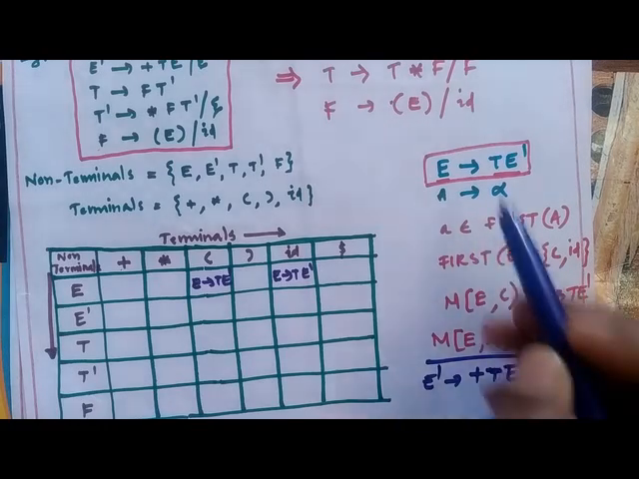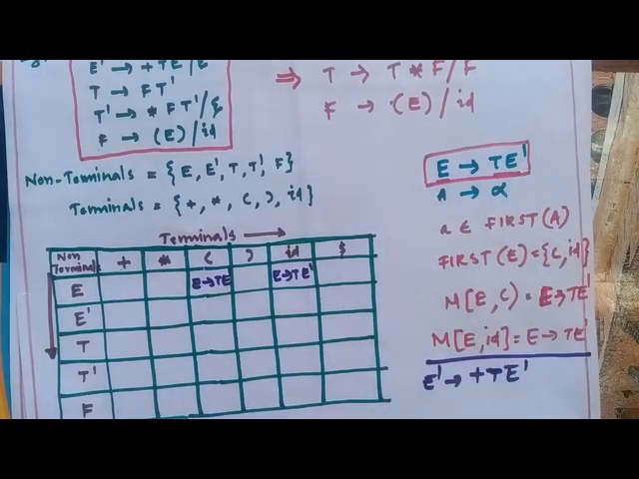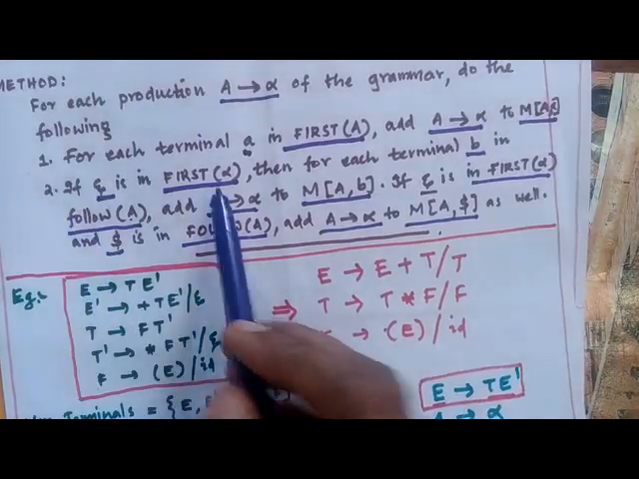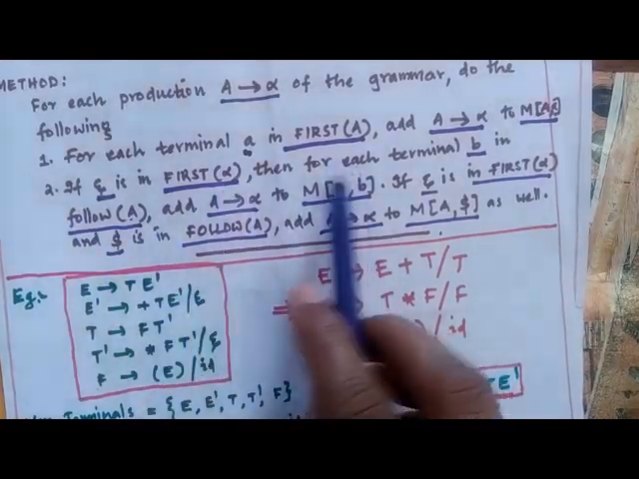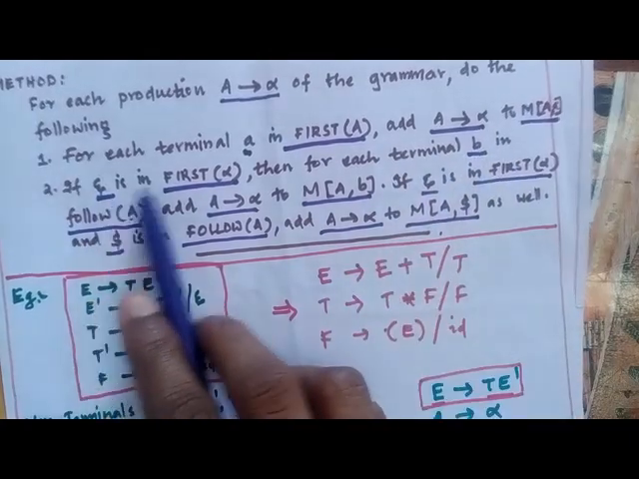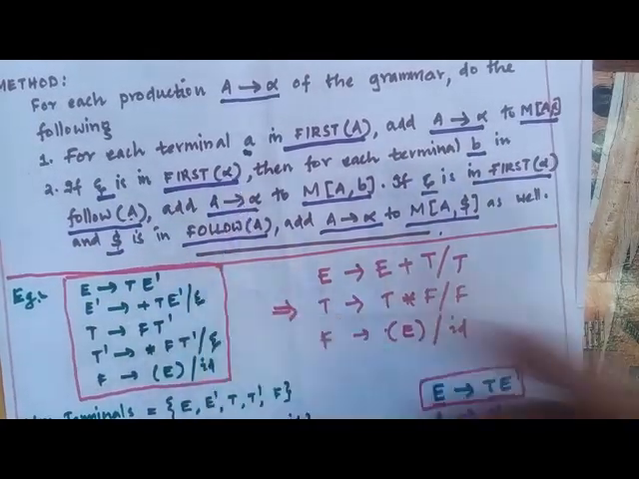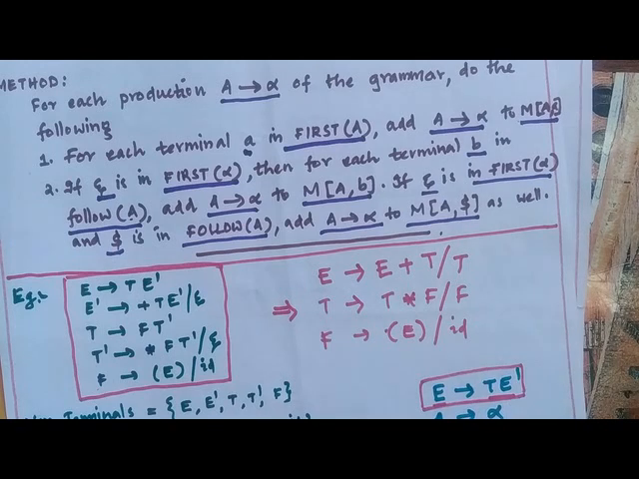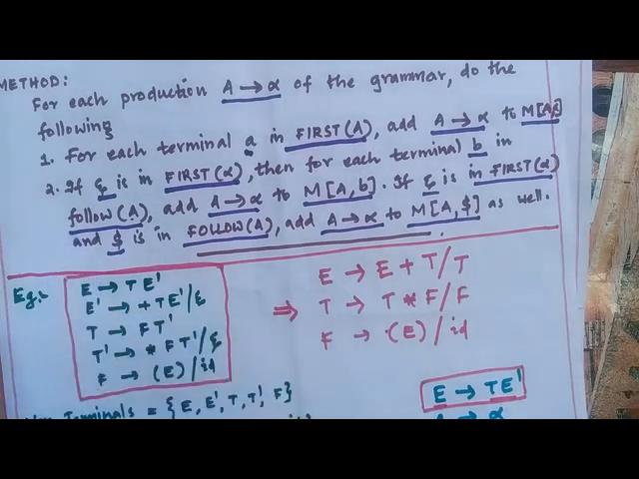And the above rule E gives T E dash, we can't apply the second rule. Why? Because here epsilon is not present in first of T E dash. If you compute first of T E dash, you will not get epsilon. So that is why we can't apply epsilon in the second rule in this production.